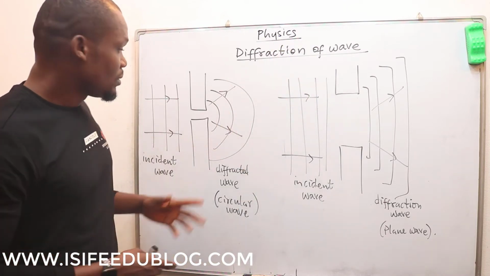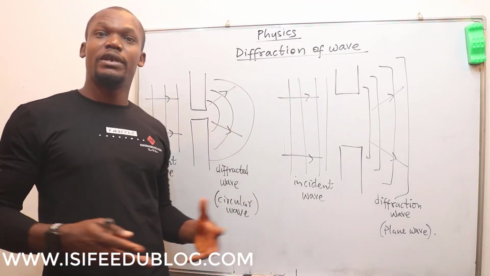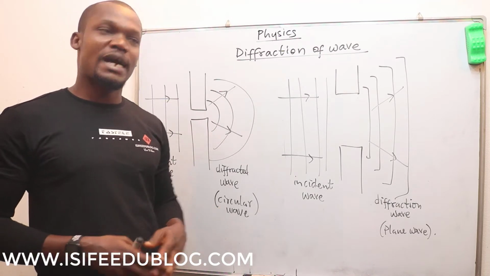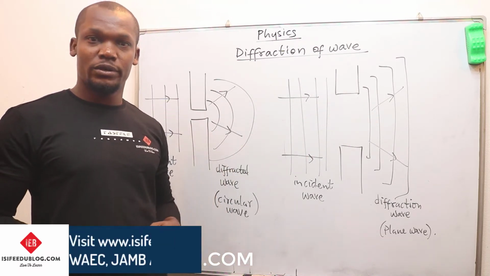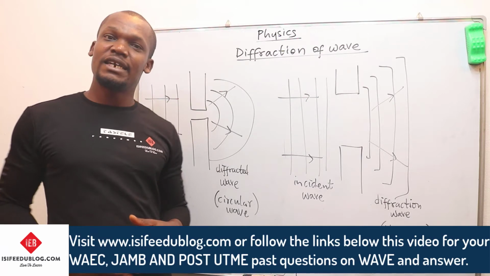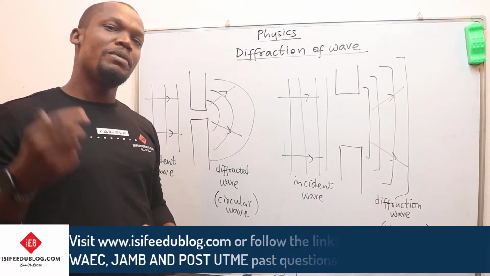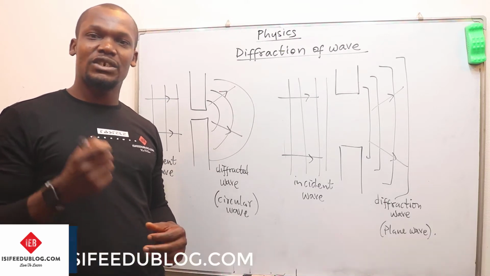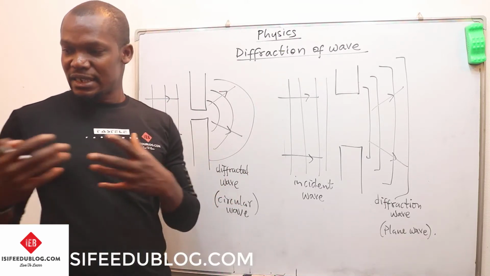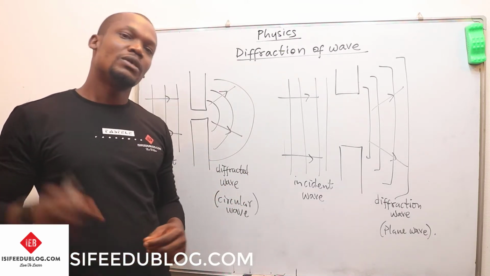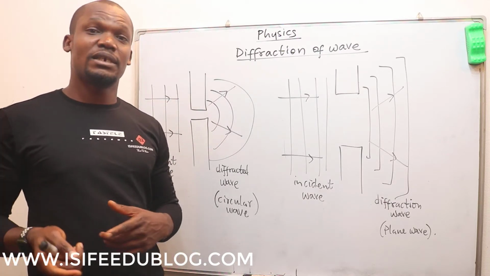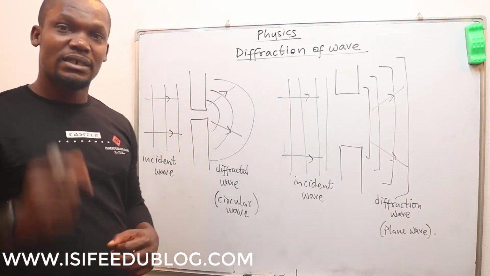aperture. Like for example, if you are playing music in your room and your door or windows are open, somebody that is behind your window outside or behind your door outside will be hearing sound that is not as loud as the one inside the room. That sound that person is hearing outside is what is called the diffracted sound.